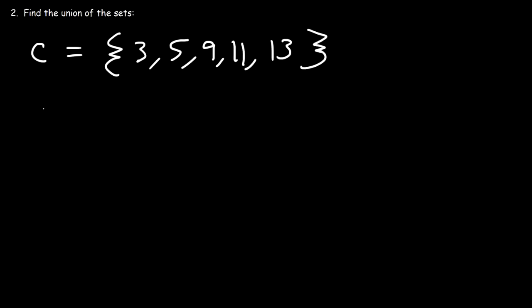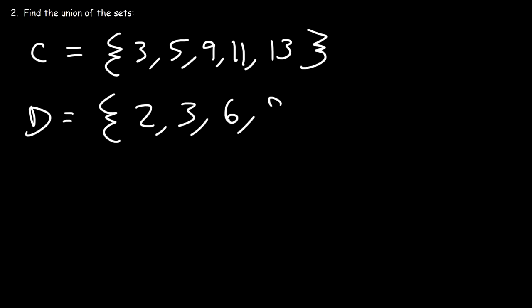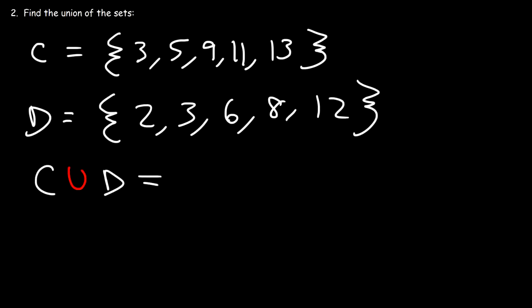So let's say set C is 3, 5, 9, 11, and 13. And set D is 2, 3, 6, 8, and 12. Go ahead and find the union between sets C and D. Go ahead and try that.